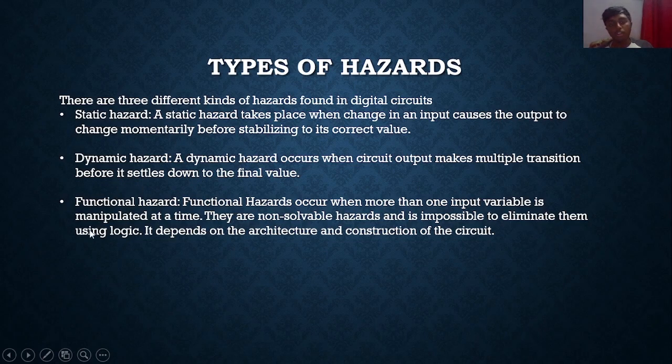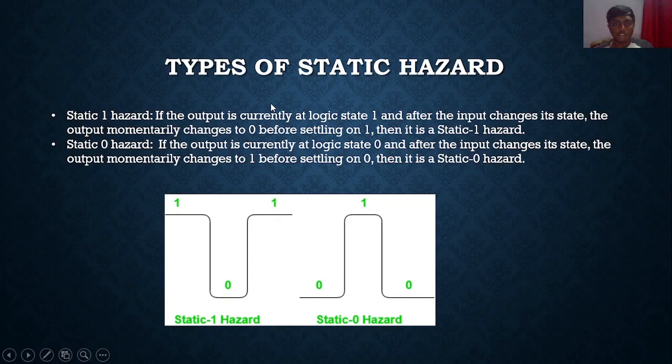Functional hazard. Functional hazards occur when more than one input variable is manipulated at a time. These types of hazards are non-solvable and it is not possible to eliminate them using logic. It depends upon the architecture and construction of the circuit. Types of static hazards. There are two types of static hazard: static 1 hazard and static 0 hazard.